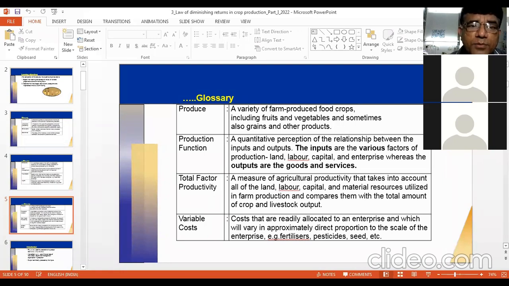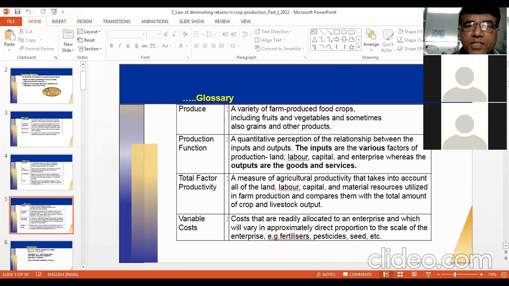In economics, you will come across production functions. Production functions are a quantitative perception of the relationship between the input and output. So production functions are actually equations relating input to the output: what combinations of input, what quantity of input will result in what quantity of output. So a relationship between one input and output, or many inputs and output, like this. These kinds of functions or equations are your production functions.